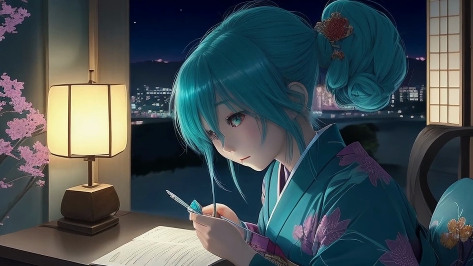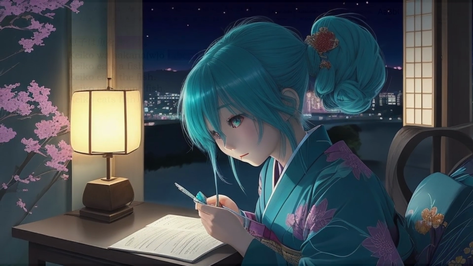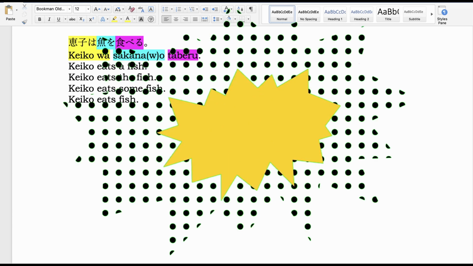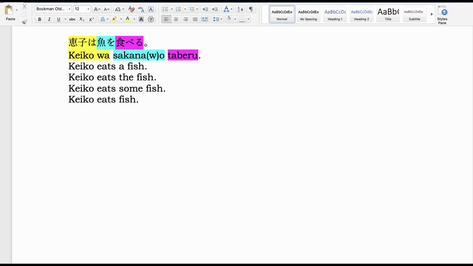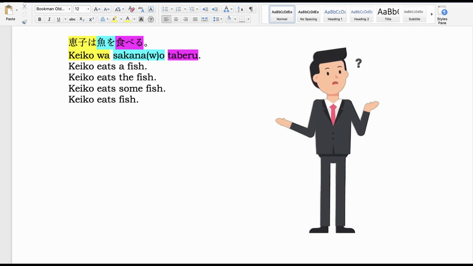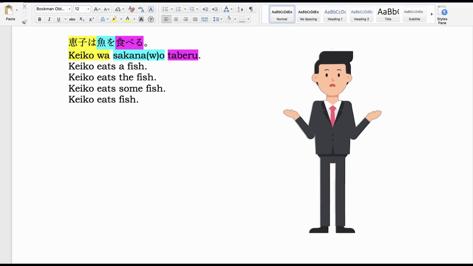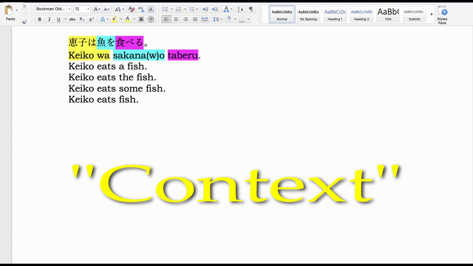Now, you lucky folks have chosen to study Japanese. You only have to memorize the one sentence. Keiko wa sakana o taberu. And you get all four meanings. Simple, isn't it? And as an English speaker, if you're thinking to yourself, hey, wait a second. If it means all four, how can people tell the difference? Again, people can tell because of context.